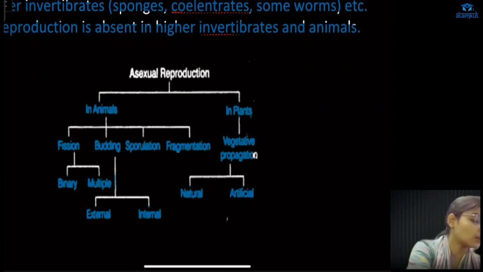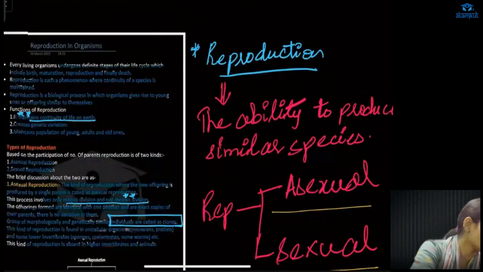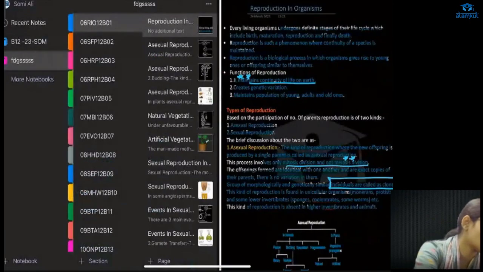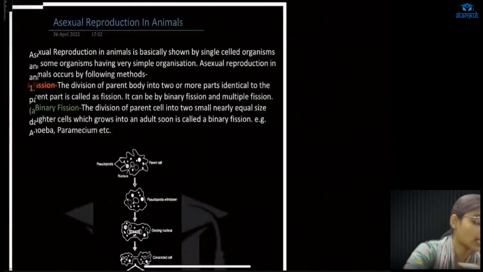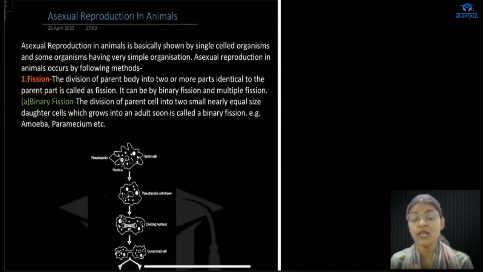Taking the next slide, asexual reproduction in animals. How is it done? It is done in four ways: fission, budding, sporulation, and fragmentation. Fission is very common, and the most famous examples of fission are amoeba and paramecium. They show basically binary fission. There are two kinds of fission: binary fission and multiple fission.